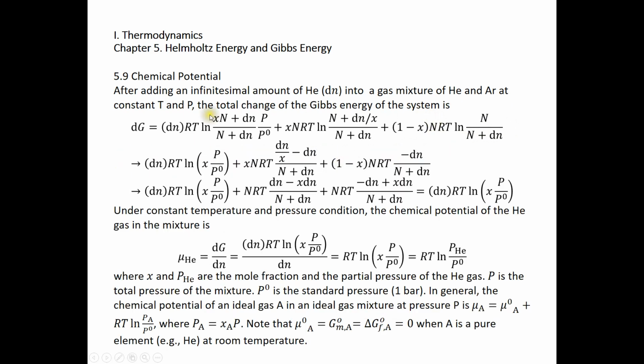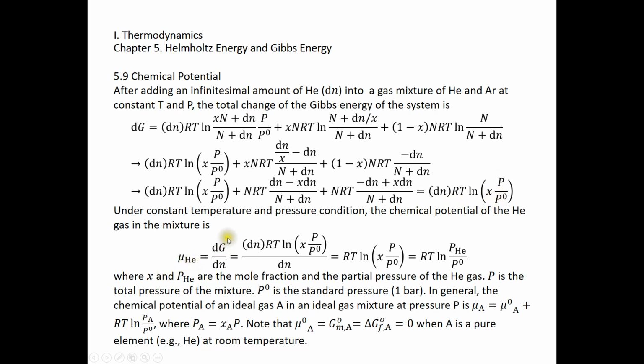So after we do all those mathematical treatments, in the end we have the exact differential of the Gibbs energy of this system to be equal to dn, this infinitesimal amount of added helium, times RT times the natural logarithm of the mole fraction of helium times P over P naught.